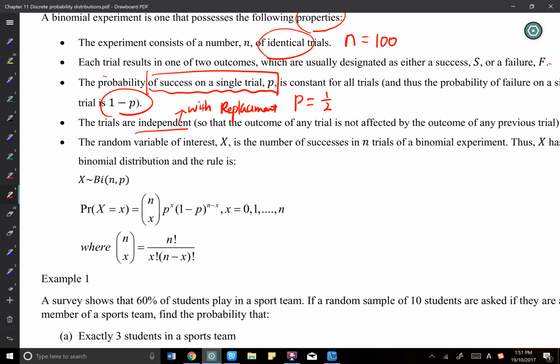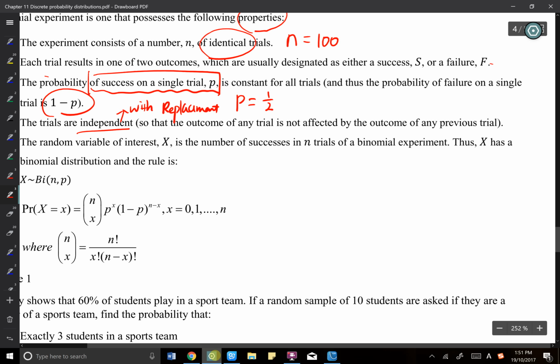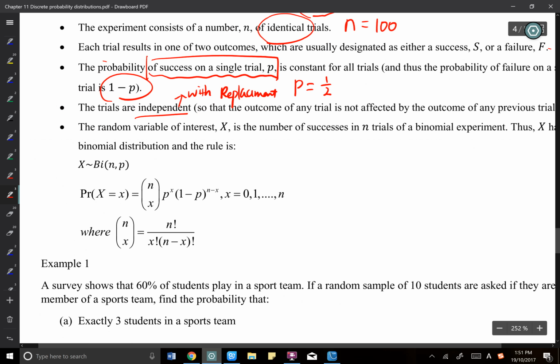Say 10 red, 20 others. If I grab a red one out and I'm not replacing it back, the next trial will rely on what you have at the first trial. Then that's a dependent experiment. It's not an independent experiment. So this is like independent, not affecting the outcomes of the previous trial.